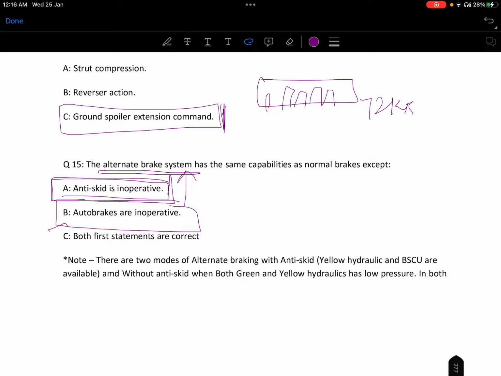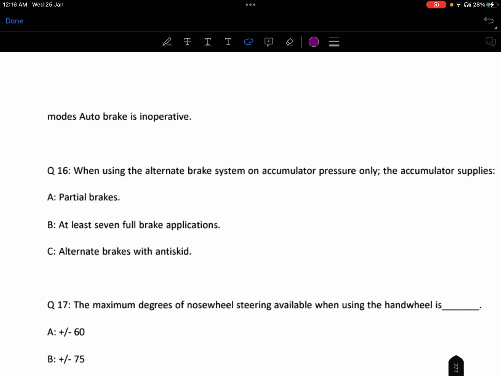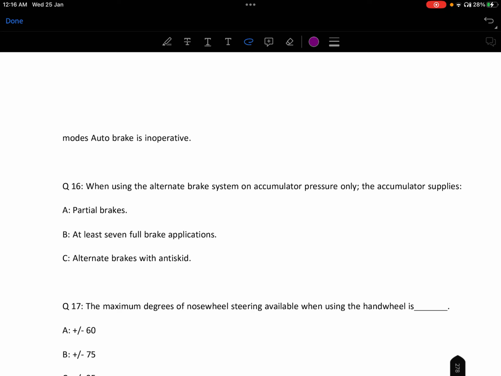So Charlie option will be correct. Question number 16. When using the alternate brake system on accumulator pressure only, the accumulator supplies, okay, we'll clear it here.